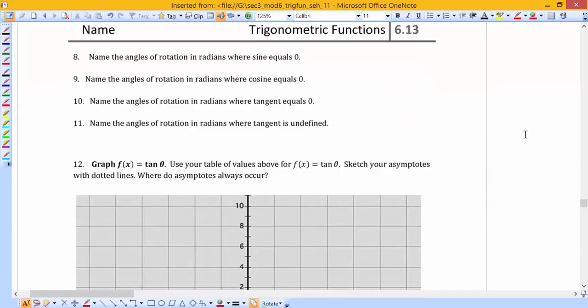You're going to answer some questions in 8, 9, 10, and 11. Please read them. Name the angles of rotation in radians where sine equals 0. Use your unit circle if you need to. There's nothing wrong with looking at your unit circle. Name the angles of rotation in radians where the sine is 0. Let me give you the first one. The first angle in radians where sine is 0 is 0 radians. Now you can go from there. There's a couple others. You want to find where is cosine 0, where is tangent 0, where are they undefined? You're just identifying in radians.